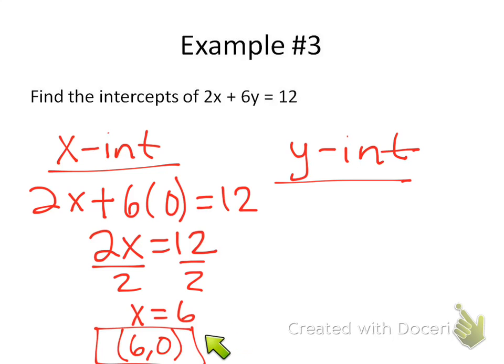When you're answering these, I prefer them as ordered pairs. If you left it like this, I know what that means, but I would prefer that you take it all the way down to this step. Any questions on the x-intercept?